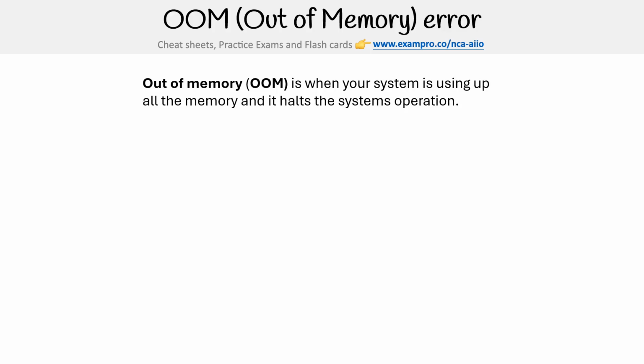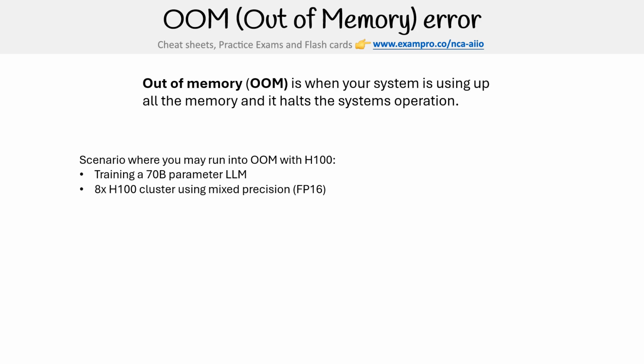All right, let's talk about out-of-memory error. So out-of-memory error is exactly what it means: when your system is using up all the memory and halts the system operation. And this is something that can happen when we're working with LLMs, specifically when we are trying to train them. So imagine we have H100s and we're training a 70 billion parameter LLM. And we have a cluster of 8 H100s using mixed precision of FP16, and each has 80 gigabytes of memory, so 640 in total, and the model weights is only 140 gigabytes.